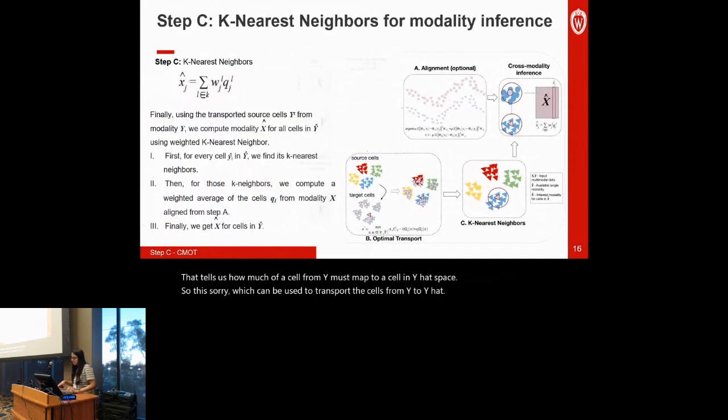And finally, in step C, with the help of aligned cells from step A and the transported cells from step B, we can infer the missing modality X hat using a weighted k-nearest neighbor. And here for every cell in Y hat, we look for k-nearest neighbors of this cell amongst the transported cells from Y. Then we look at the gene expressions of these transported cells from step A and perform a weighted average of these cells.